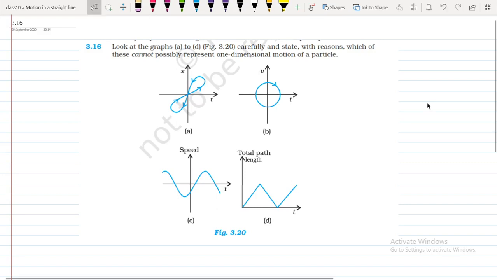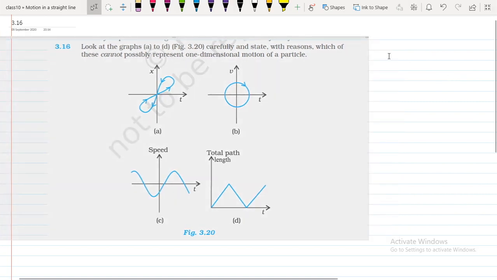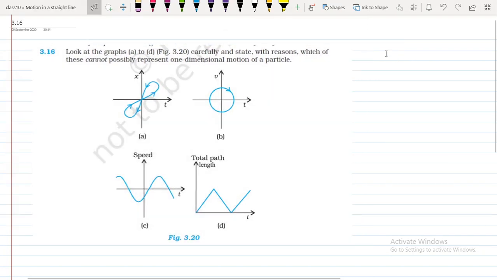Look at the graphs. Given four graphs, carefully state with reasons which of these cannot possibly represent one-dimensional motion of a particle. So four graphs are represented here. One is position versus time, x versus t. Second, velocity versus time. Third, speed versus time. And fourth, total path length versus time. Four different graphs. By observing these graphs carefully, we need to identify which of these cannot possibly represent one-dimensional motion.